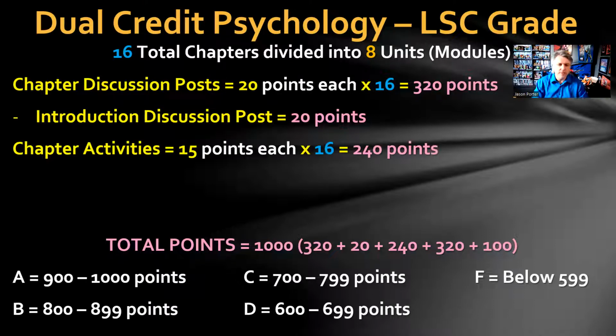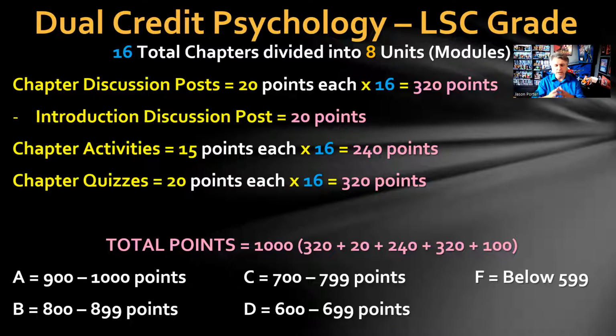Then we've got chapter activities, which are 15 points each, times 16, which comes out to 240 points. All right. And these can, again, be video review, video guides. It could be a little reading and you take a little quiz on it. There's a lot of different types of activities, one for each chapter. Again, a total of 240 points.